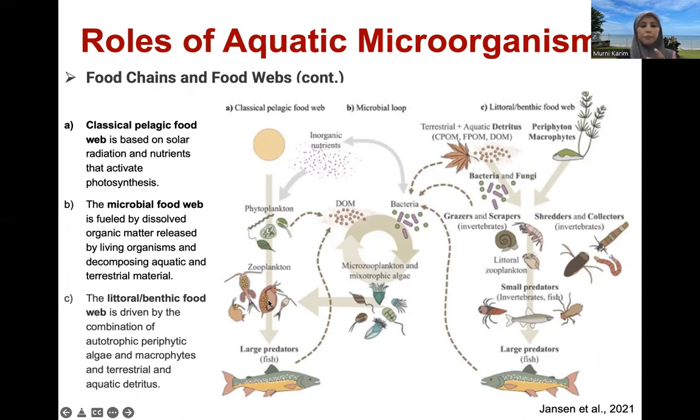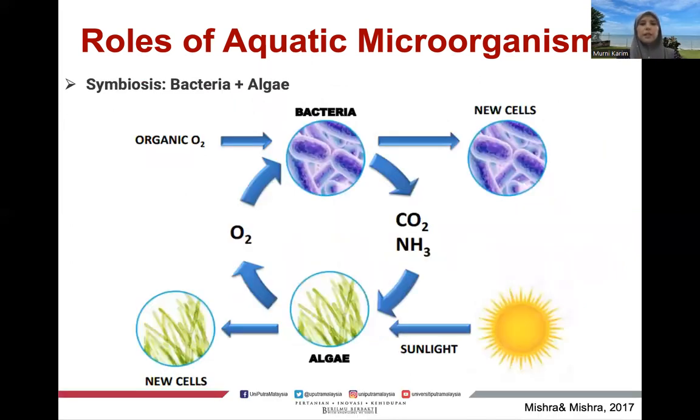So those are food for the large predators, the fish, and the microbes also play a role in doing all the processes, all the synthesis, all the mechanisms. Dissolved organic matter will be broken down by the bacteria and the algae, and then the food web, with the large predators, are fed. It all depends on the bacterial synthesis, and also on the nutrients provided by photosynthesis. So literally they are related to each other. And also there's a symbiosis between the bacteria and algae.